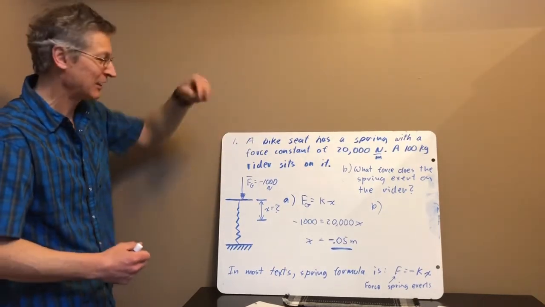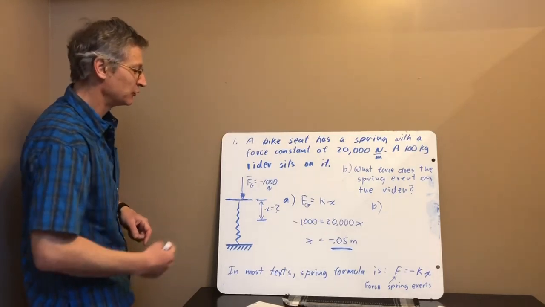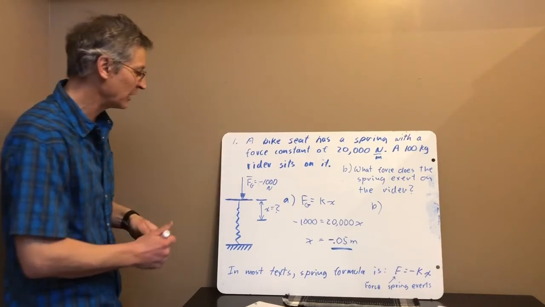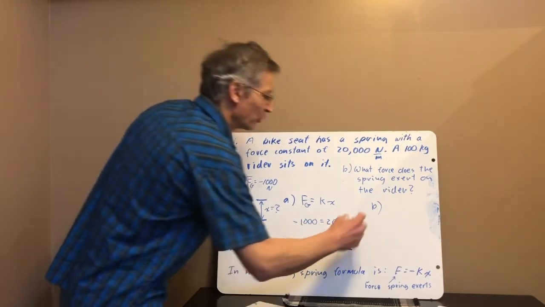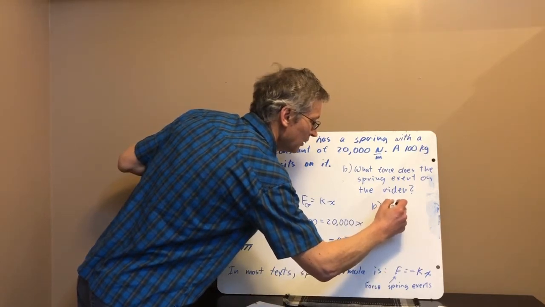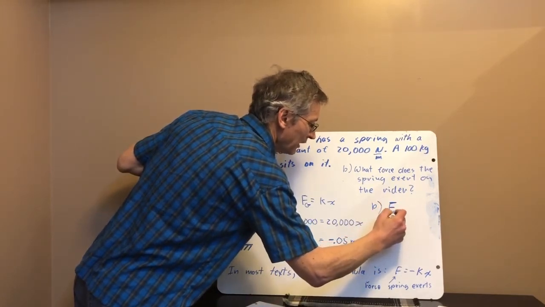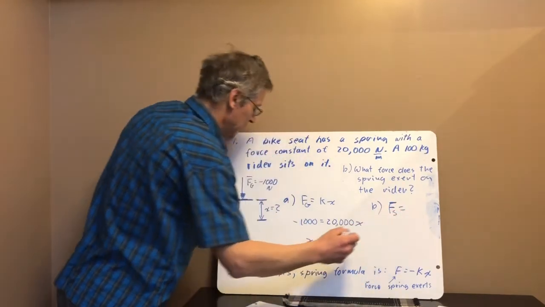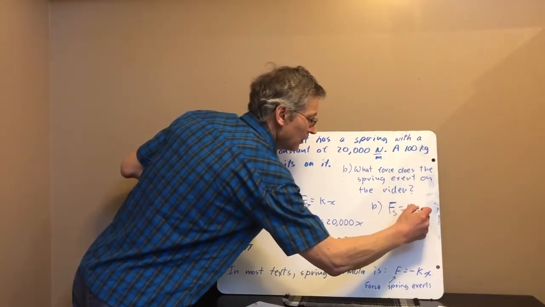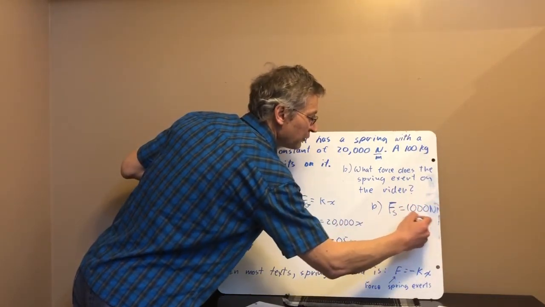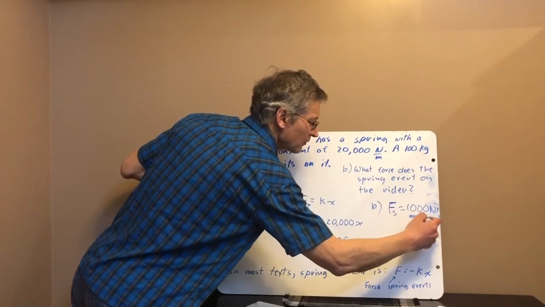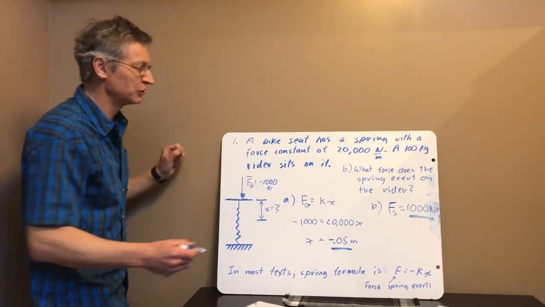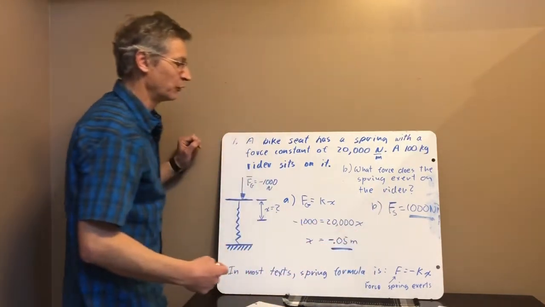Newton's third law: for a reaction force, there's an equal and opposite reaction force. The rider exerts a force of negative 1,000 newtons on the spring, so the force exerted by the spring back on the rider, well, that's going to be positive 1,000 newtons. No problem there, right? For every force, there's an equal and opposite reaction force.